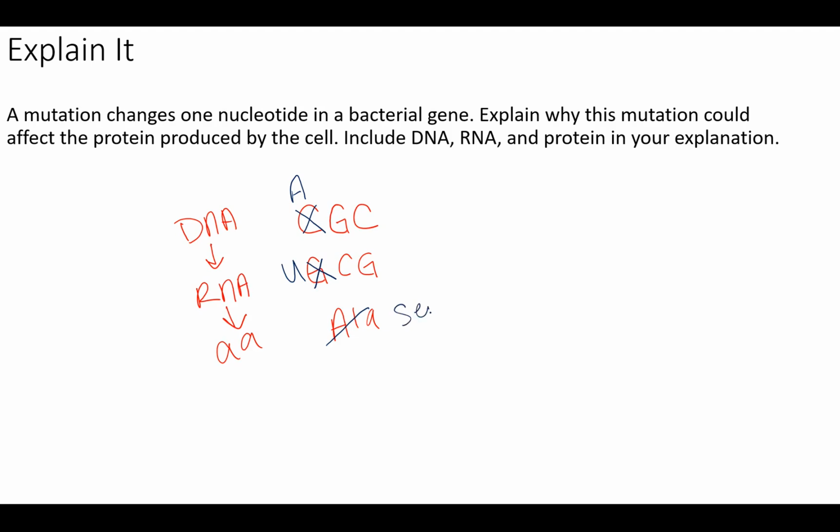So we have now added or incorporated the wrong amino acid. And y'all, even one amino acid incorrect in a 500 amino acid protein can cause the protein to either not function properly or to not function at all. Because remember, proteins have a very specific 3D shape. If this change from alanine to serine causes the protein to fold incorrectly, it's no longer going to be able to do its job. So in this case, the protein may not function correctly. It may not function at all.